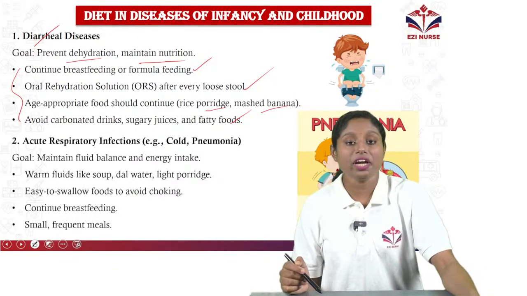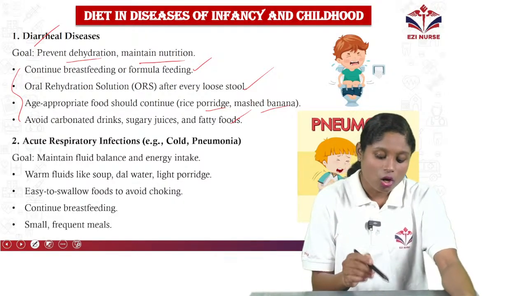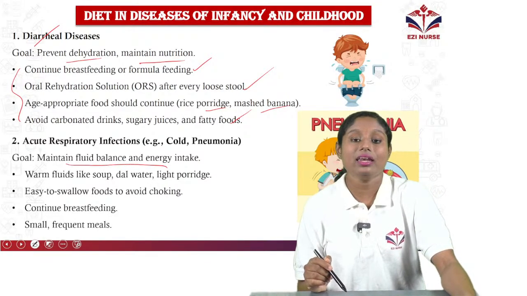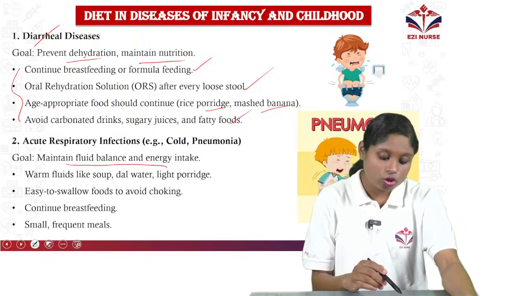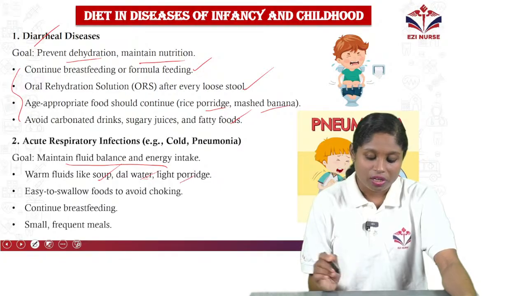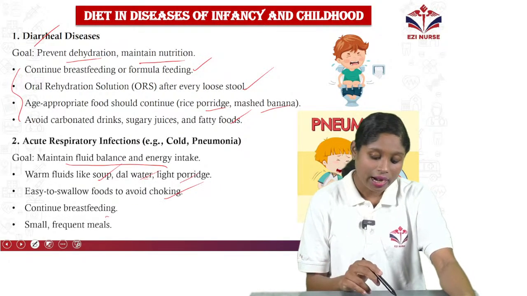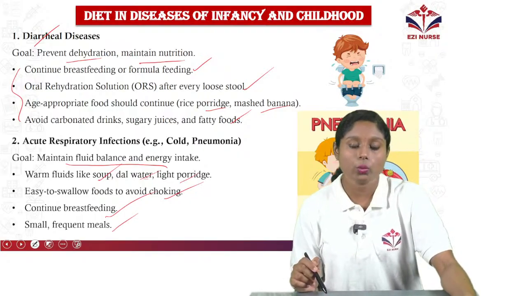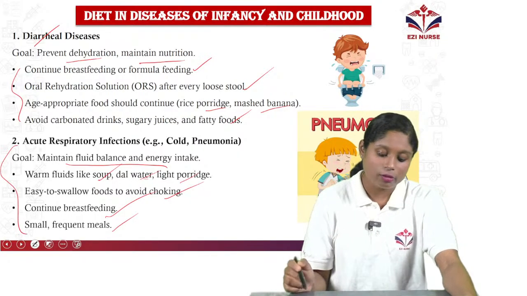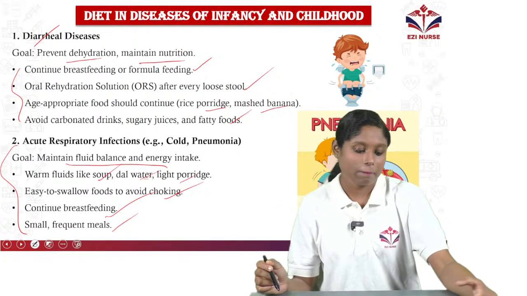Coming to acute respiratory tract infections like cold or pneumonia, the goal is to maintain fluid balance and energy intake. They should have warm fluids like soup, dal water, light porridge, and easy-to-swallow foods to avoid choking. Continue breastfeeding and small frequent meals. So this is the diet protocol in the case of acute respiratory infections.